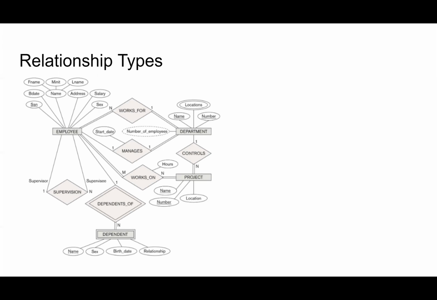So we can look at the works for relationship, that's between an employee and department. Manages relationship is between an employee and department. The works on is between employee and project. Controls is between department and project. Supervision is a recursive relationship. And then dependents of is between employee and dependent.